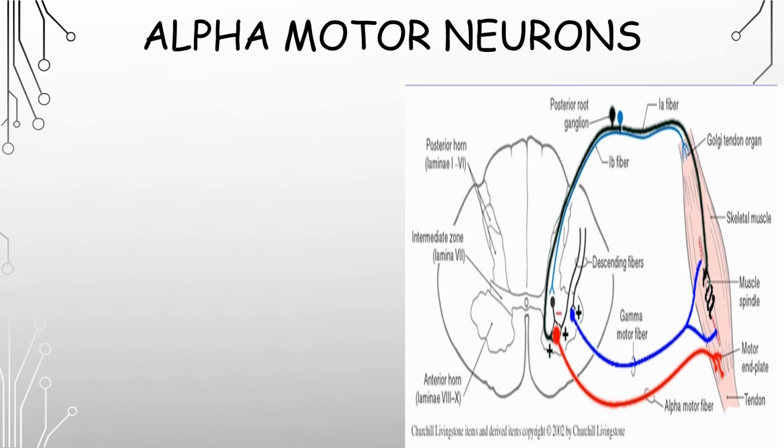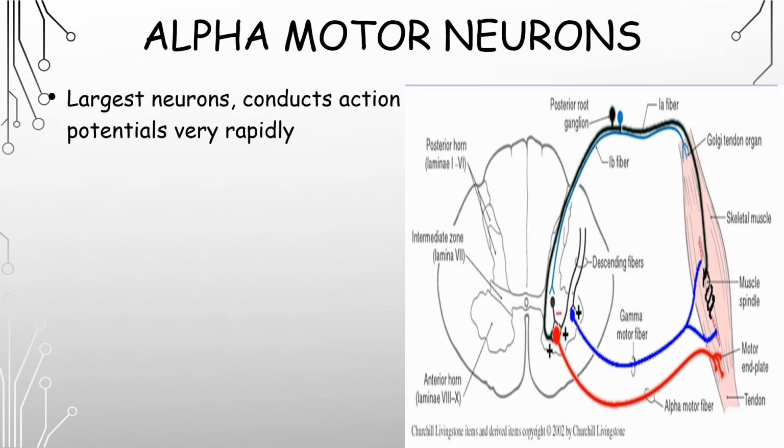To start with the alpha motor neurons, they give rise to large type A alpha motor nerve fibers. These conduct action potentials very rapidly. These are the largest neurons. They innervate the extrafusal fibers of the muscle spindle.